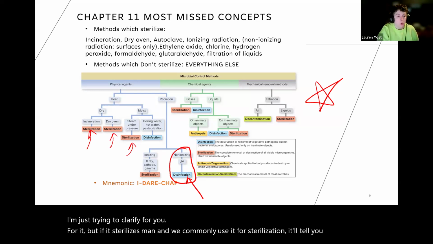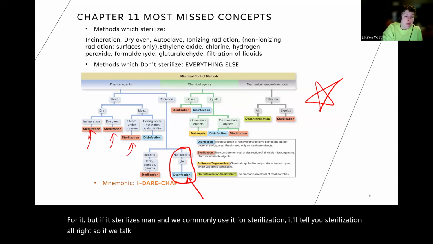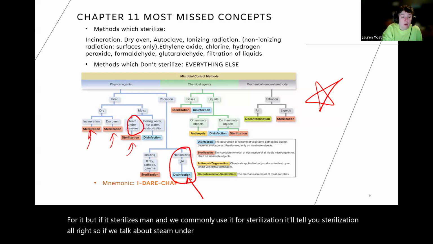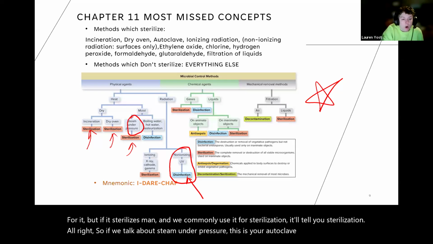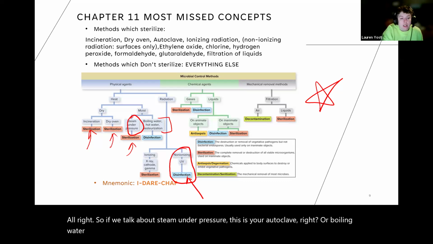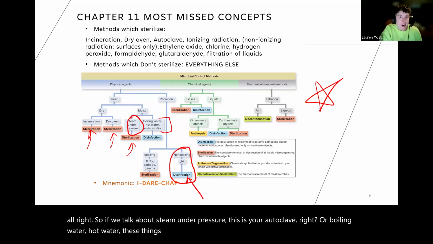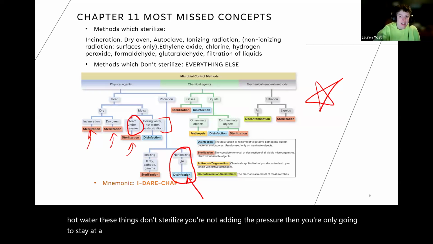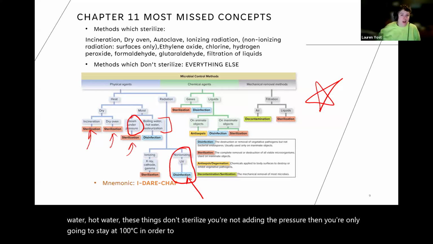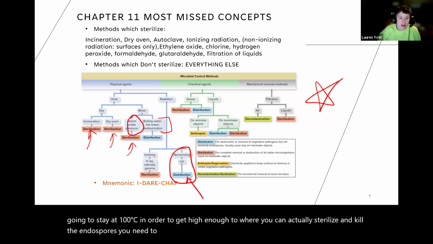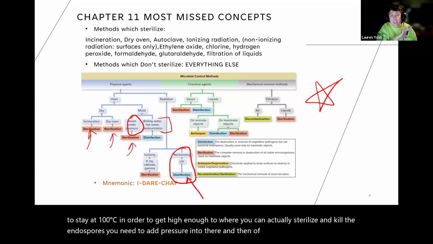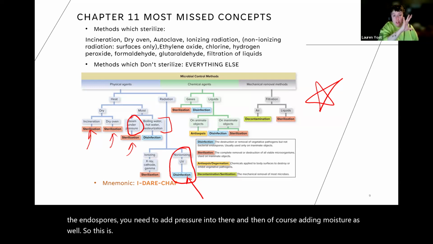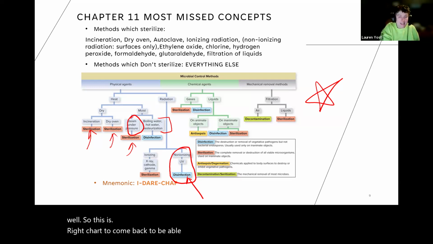All right. So if we talk about steam under pressure, this is your autoclave, right? Or boiling water, hot water. These things don't sterilize if you're not adding the pressure, then you're only going to stay at 100 degrees Celsius. In order to get high enough to where you can actually sterilize and kill the endospores, you need to add pressure into there. And then, of course, adding moisture as well. So this is a great chart to come back to be able to delineate what can sterilize and what can't.